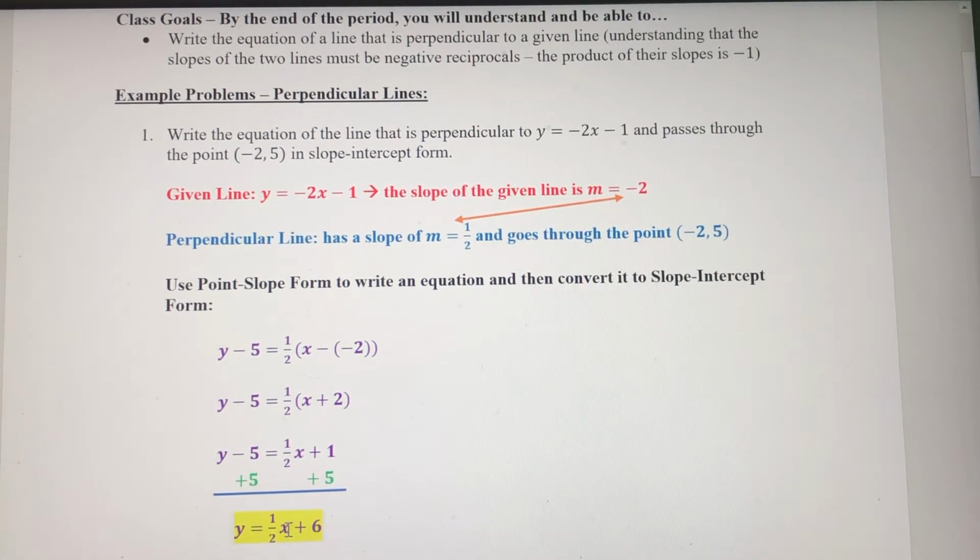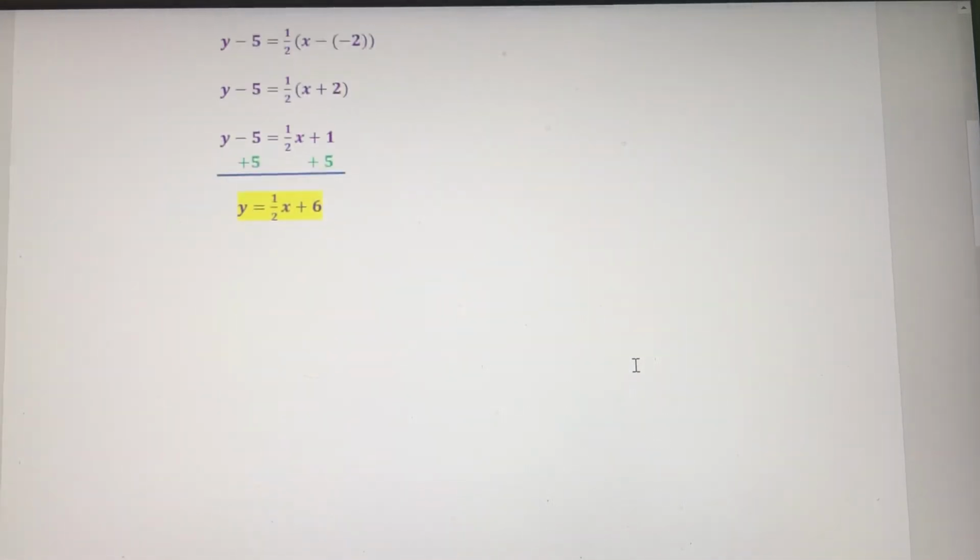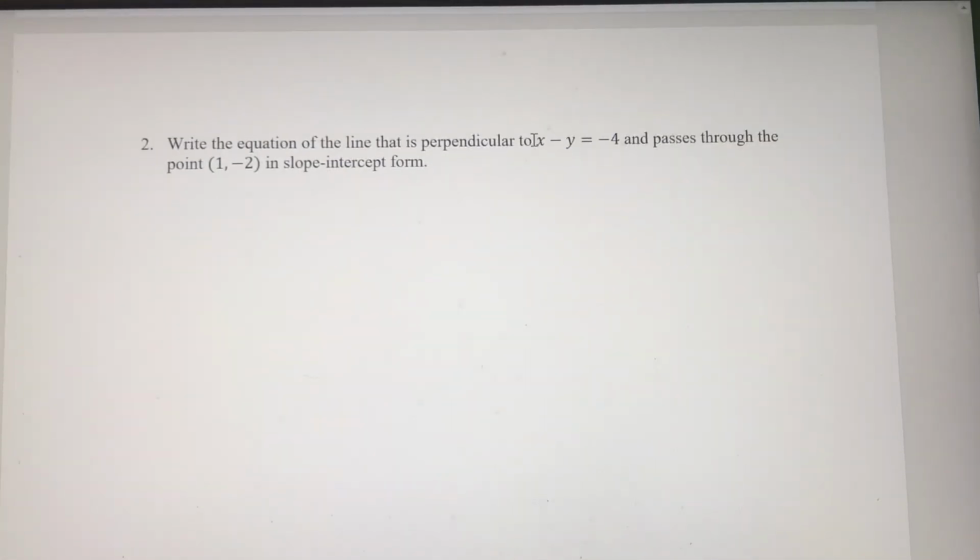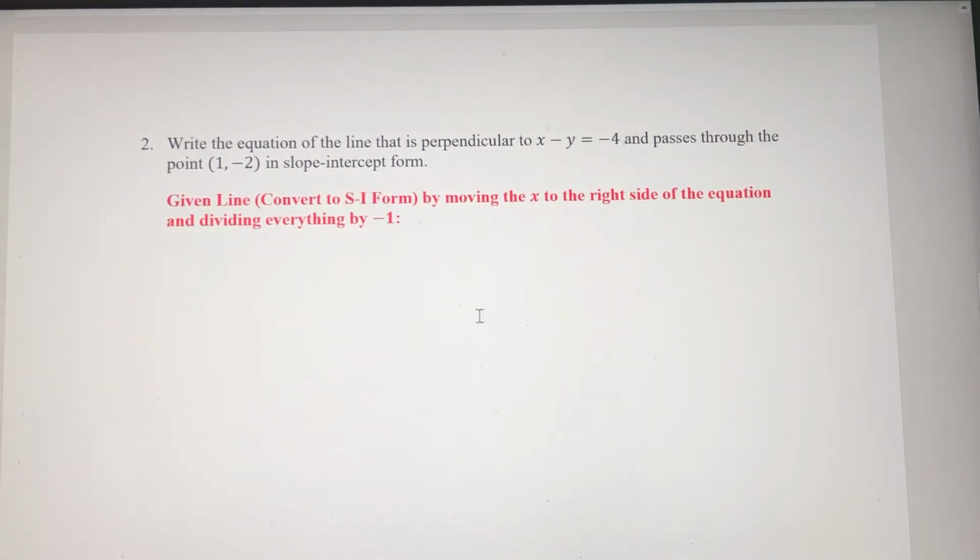Okay. So this line and this line are perpendicular to one another, okay? And this line goes through the point that was given to us, (-2, 5), okay? Now, in that problem, our given line was in slope intercept form. So it was a pretty straightforward problem, okay? In example number 2 here, our given line is given to us in standard form. So we can't just look at it and tell what the slope is, okay? So the first thing we want to do is convert that to slope intercept form.